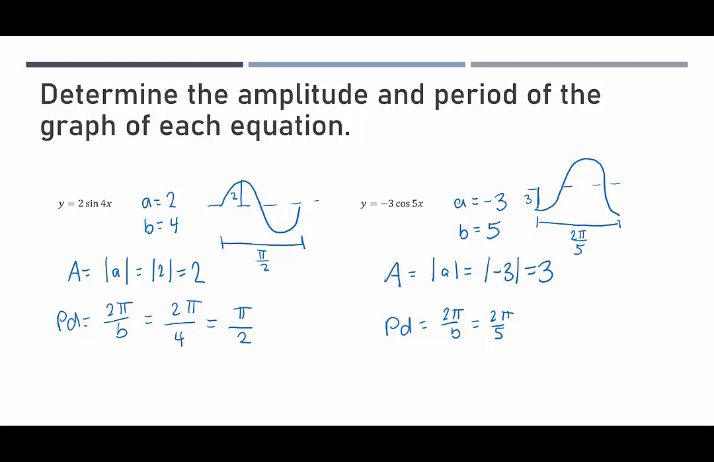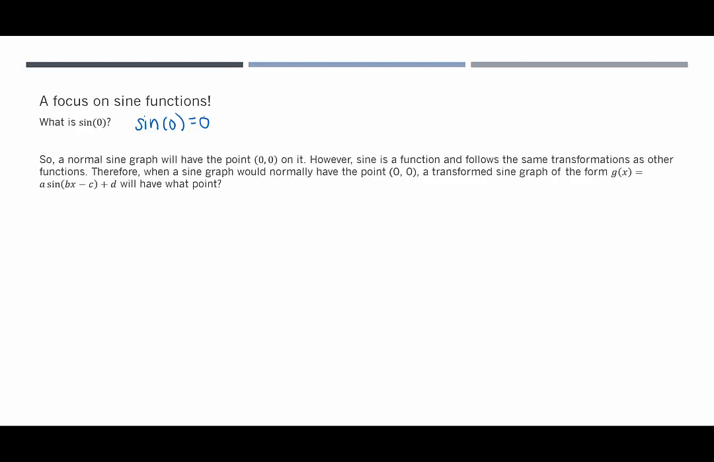That's amplitude and period. But there's so much more about our sine and cosine graphs. We're going to focus for a minute on sine functions. What is sine of 0? If we think of the unit circle, or if you just happen to know it off the top of your head, sine of 0 is 0. Great. What that means, and we saw this with the parent function, is that the sine parent function started at 0, 0.